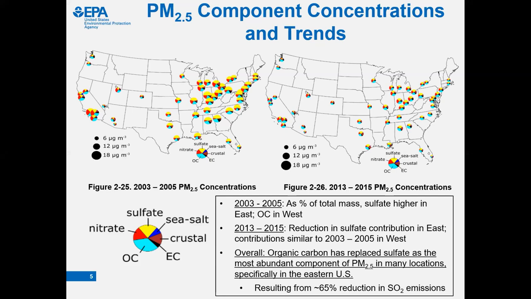But in the eastern United States, you can see that the yellow portion of the pie chart, which is representative of sulfate concentrations, has shrunk dramatically. And this is due to the almost 65% reduction in SO2 concentrations that have occurred over this time period.